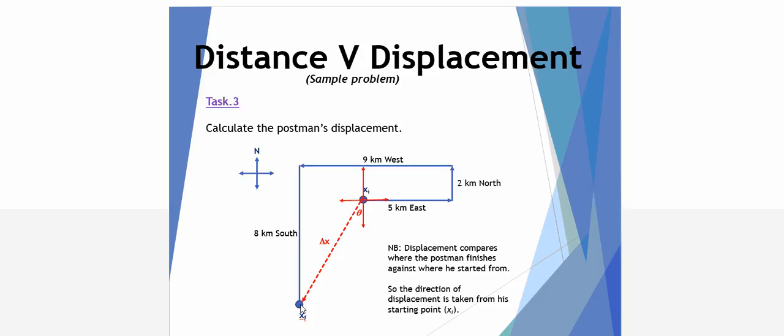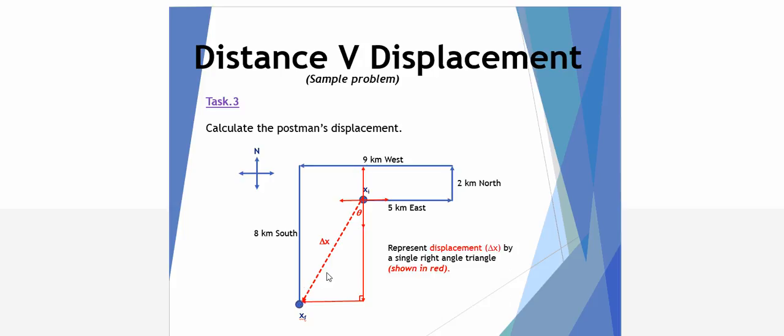Now we just need to use a little bit of mathematics to answer our question about the postman's displacement. First of all, let's consider that delta x, which is our displacement, as one right angle triangle. You can see we've got an 8 kilometre south distance here, and if I subtract the original 2 kilometres heading in the northerly direction, my true displacement in a north-south component is from here to here. Also, when we take our 5 kilometre east away from our 9 kilometre west, that means our true east-west displacement from start to finish is from here to here.